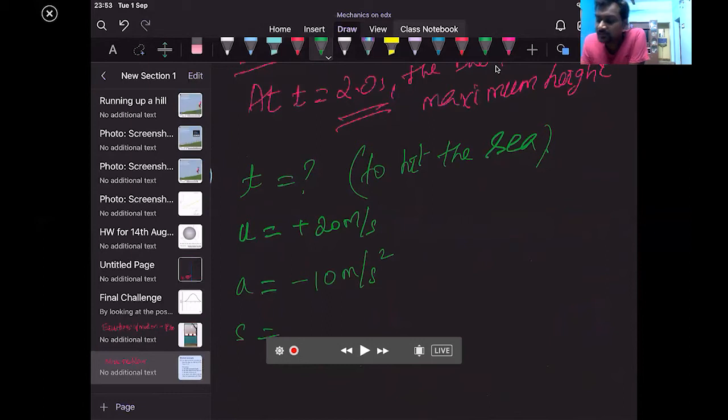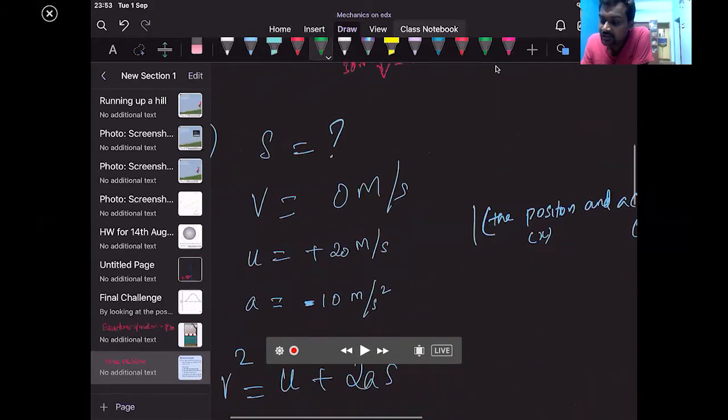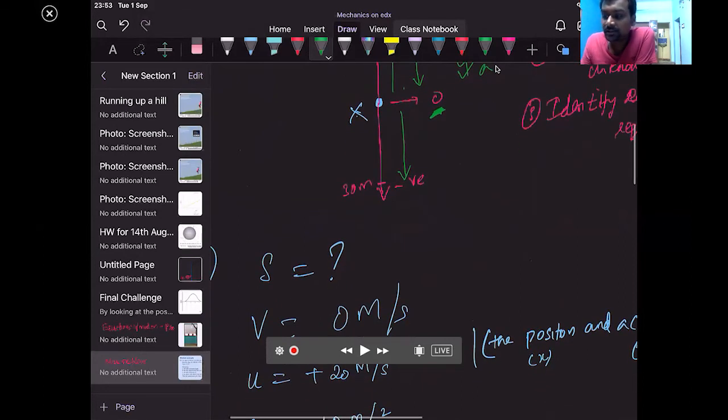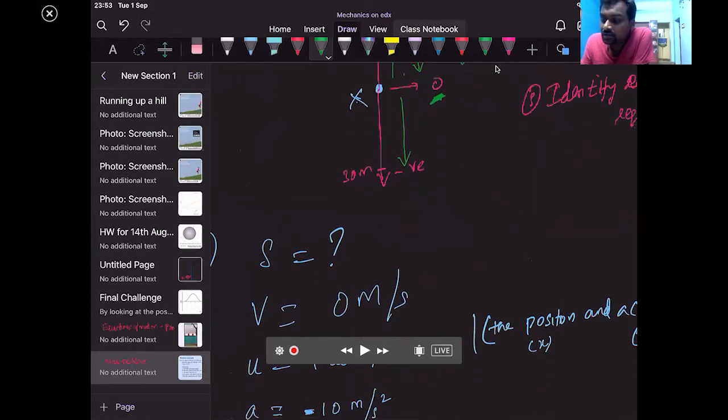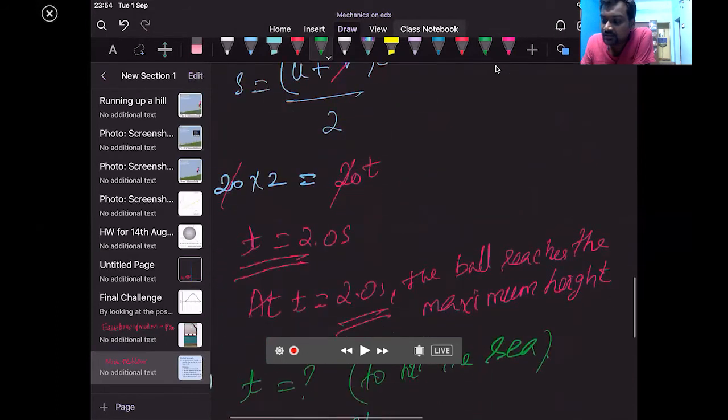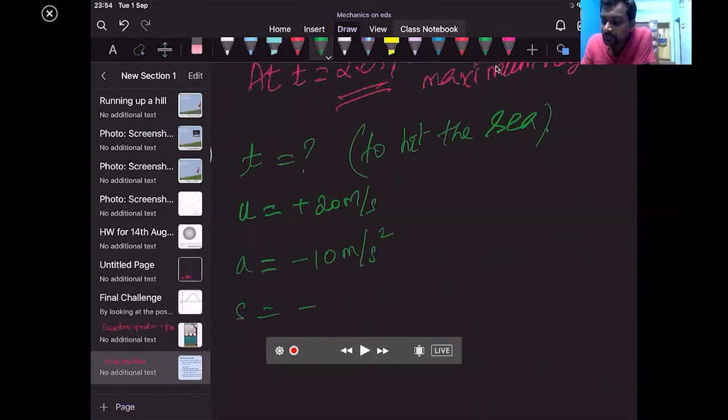And what is the formula for displacement? It's final position minus initial position, right? And the initial position is zero. The ball is starting from zero, correct? As I told you, that's how we make an assumption, that the ball is starting from zero all the time. Now the final position is actually negative. Final position is minus 30 meter, which means S has to be also minus 30 meter, right? That's the sea level.